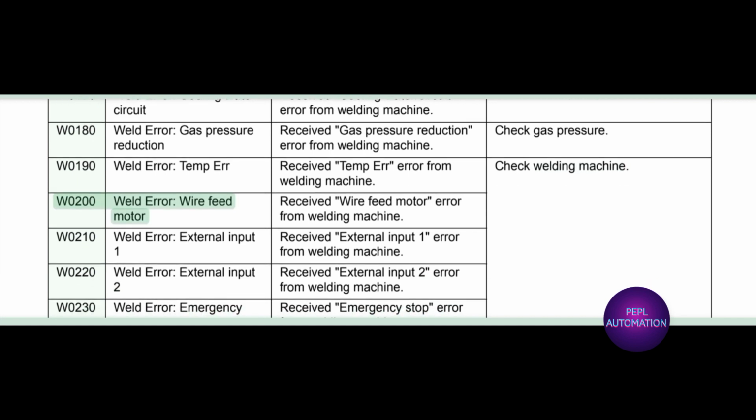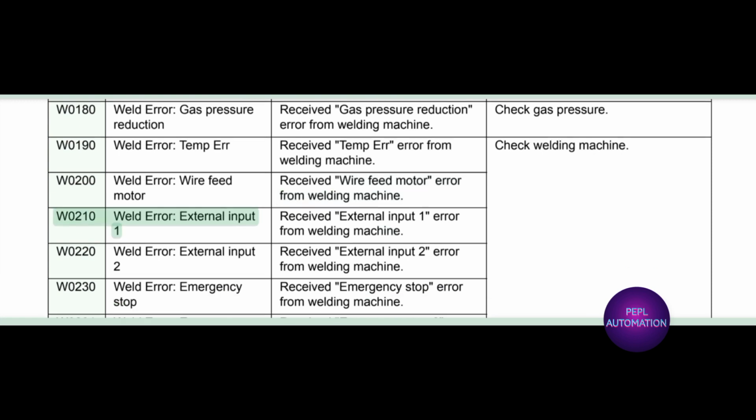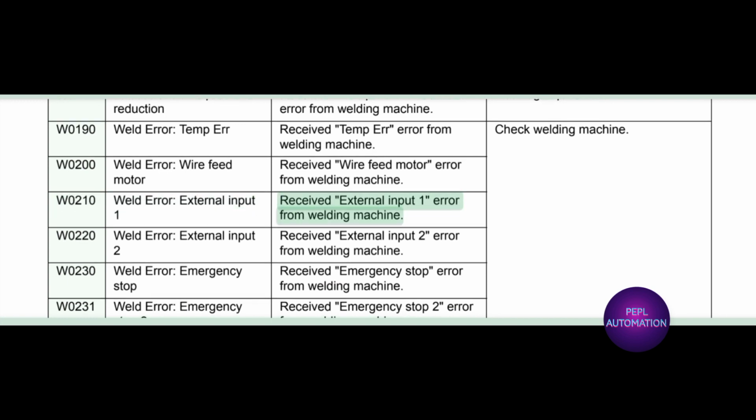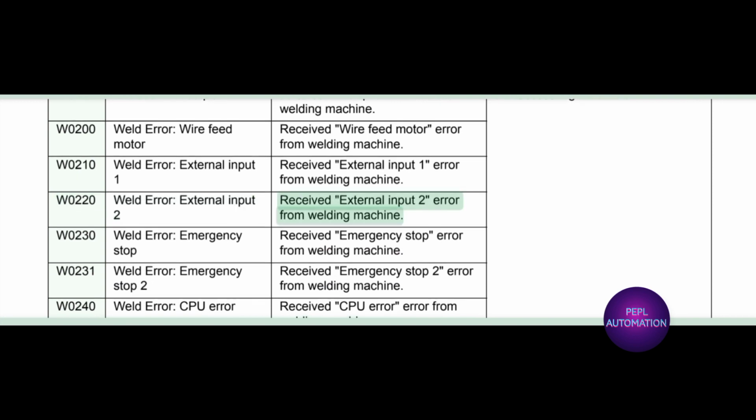W0200 weld error, wire feed motor received. Wire feed motor, error from welding machine. W0210 weld error, external input 1 received. External input 1, error from welding machine. W0220 weld error, external input 2 received. External input 2, error from welding machine.